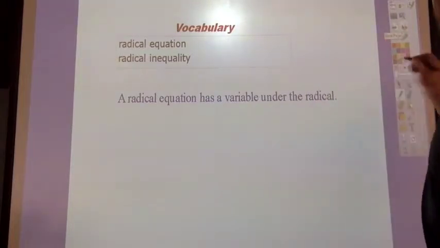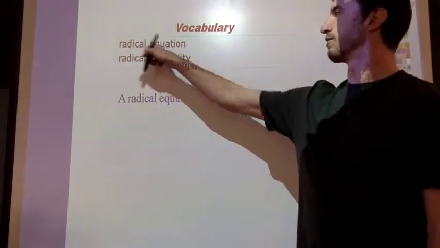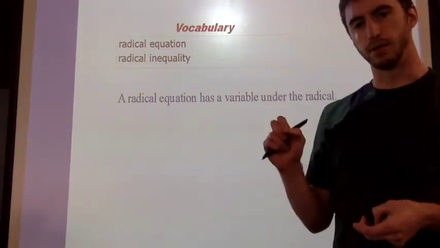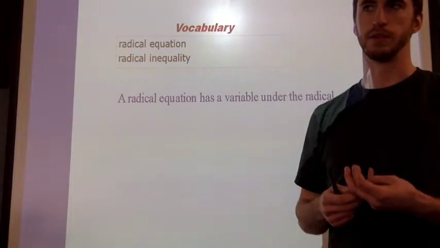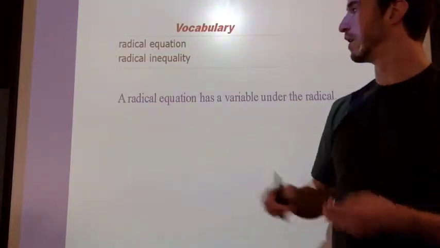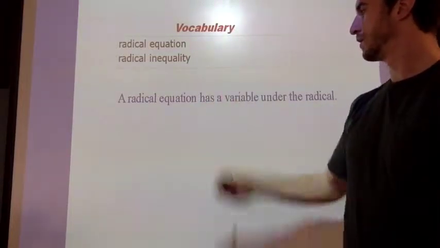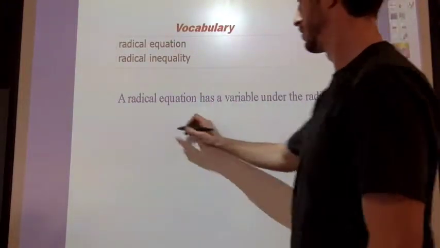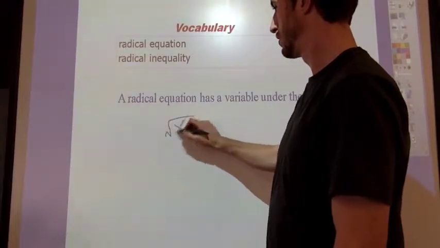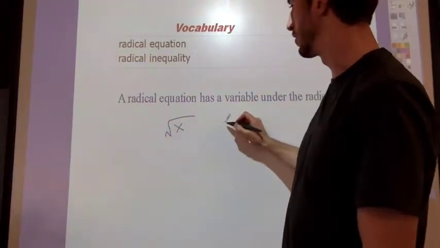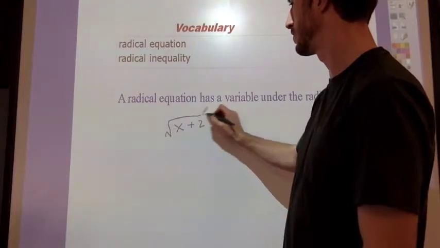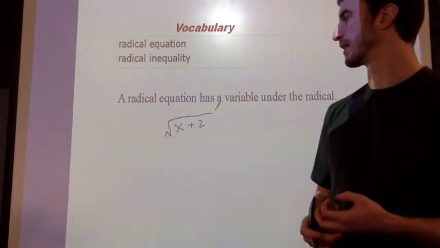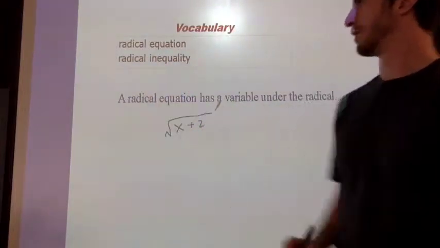Some vocab. A radical equation is an equation that has a variable, in this case we're going to be using x as our variable a lot, underneath a radical. So that would be something like square root of x or square root of x plus 2. In this case, the variable is underneath the radical. And then a radical inequality. We're going to be talking about that.